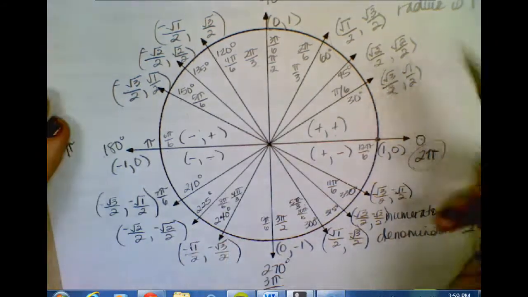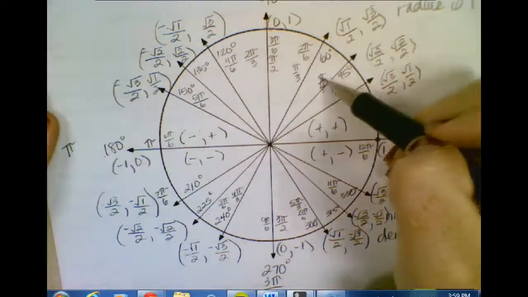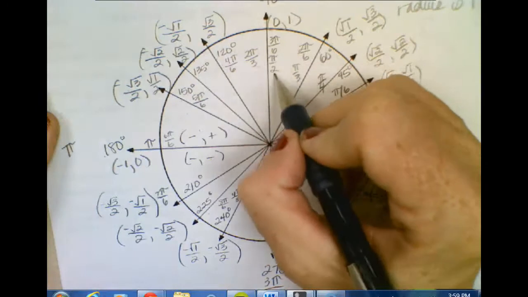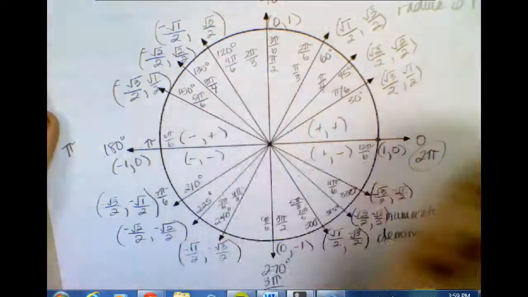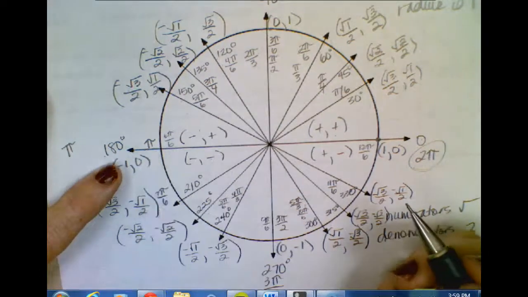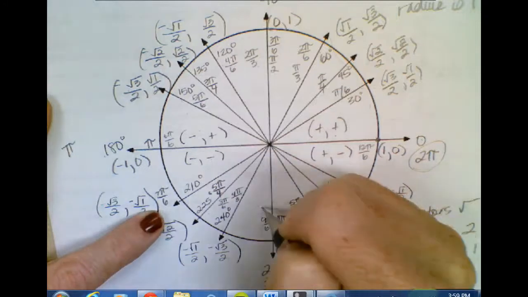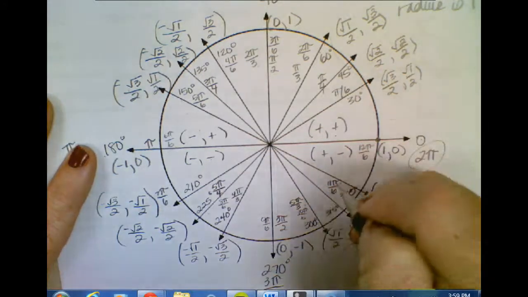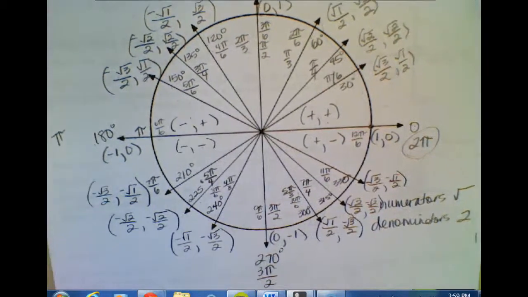The 45s are kind of easy because those are going to be pi over 4. So you'd have 1 pi over 4, 2 pi over 4, which reduces to pi over 2, 3 pi over 4, and this would be 4 pi over 4, or sorry, excuse me, just pi. Keep going, you would have 5 pi over 4, 6 pi over 4, which still reduces to 3 halves pi, and 7 pi over 4. So those are your radian measures.